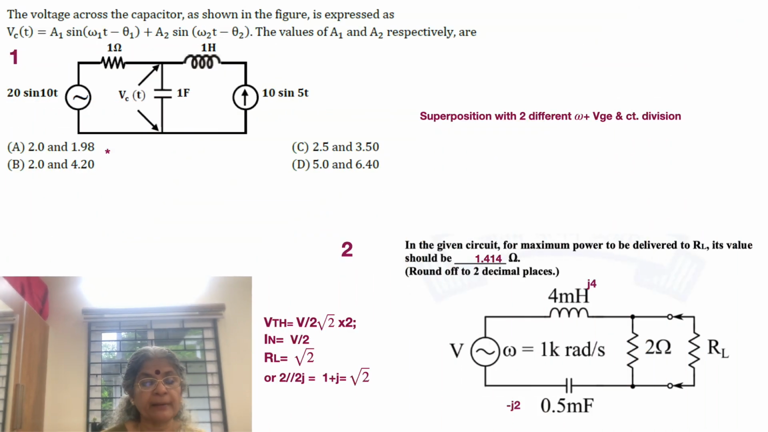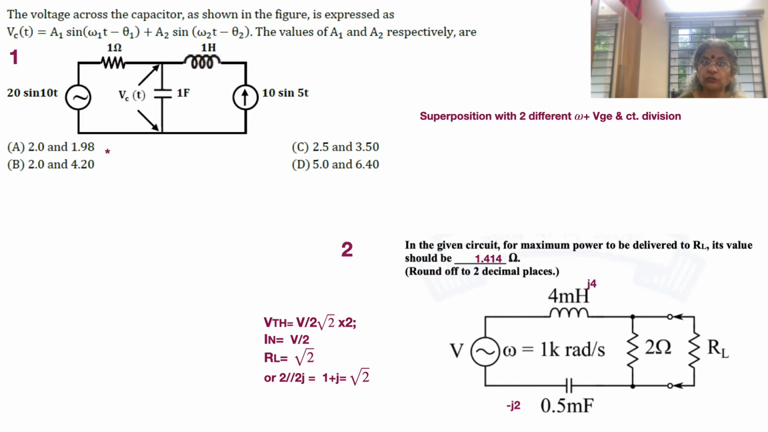The voltage across the capacitor, as shown in the figure, is expressed as VCT equal to A1 sine omega 1 t minus theta 1 plus A2 sine omega 2 t minus theta 2. The values of A1 and A2 respectively are... The values given as A, B, C, D are the MCQs. The solutions to the MCQs are A1 and A2 respectively.